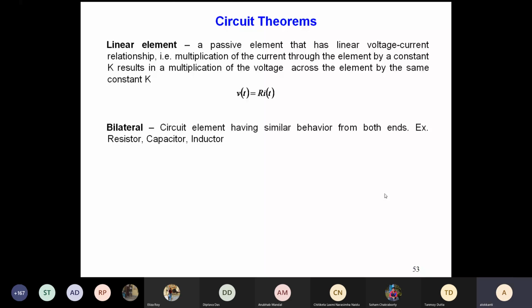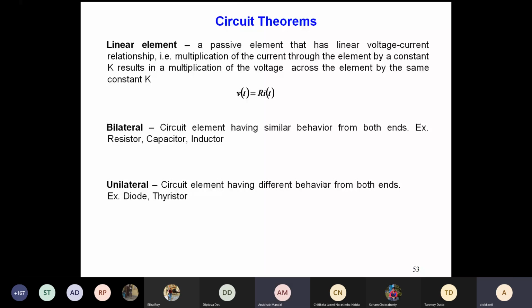Once it is bilateral, the other one is unilateral. Unilateral means it has different behavior when the two terminals are used. Can you give an example? Diode. A circuit element having different behavior from both ends, like the diode, and other elements like thyristors and so on. Because for the diode, forward bias is one type of characteristic and reverse bias is another. In this course we are not concerned about all those unilateral elements. We will be restricting ourselves to bilateral elements.